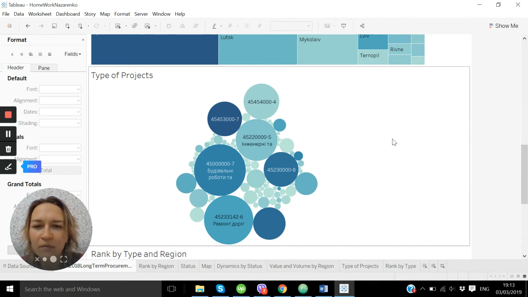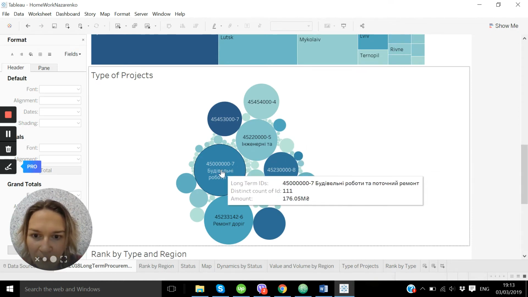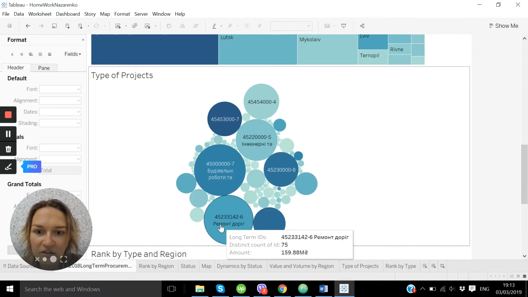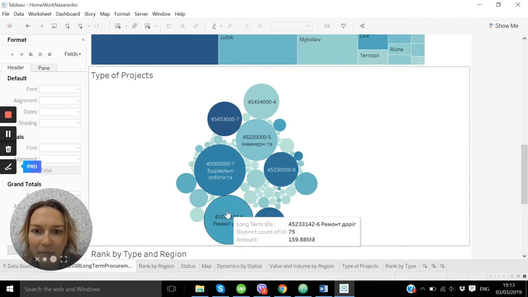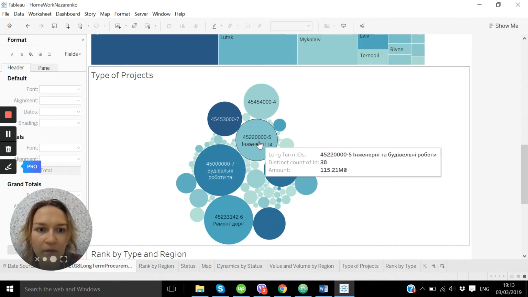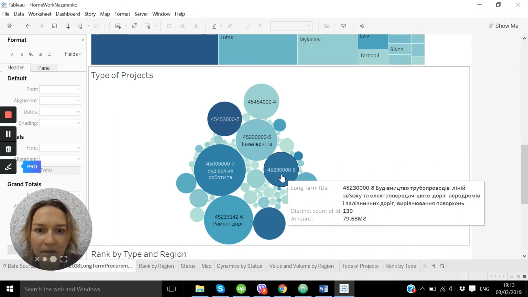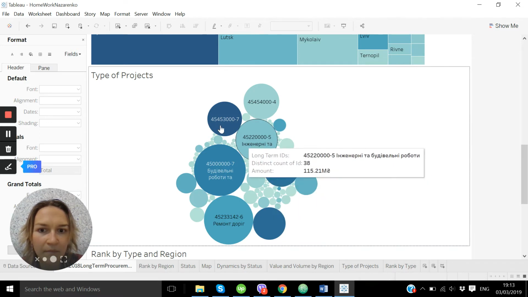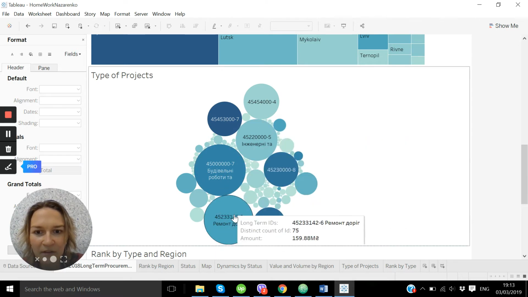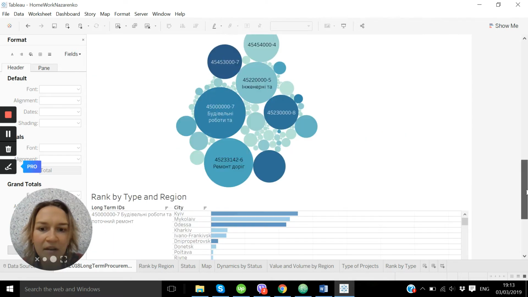In terms of the types of the projects, we can see that building and renovation of the roads are the biggest types, right? So also some building. It's all about buildings actually, but we can see these specifically as the biggest types.